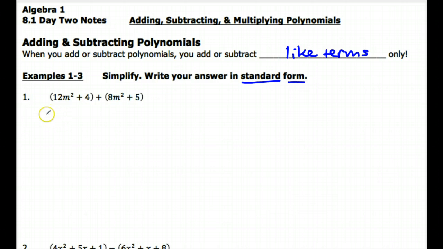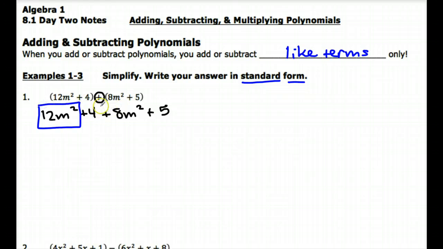Okay, so number one, we have 12m squared plus 4, plus the quantity 8m squared plus 5. Anytime you have addition of polynomials, which is what I have right here, the parentheses are really unnecessary. So I can rewrite this as just 12m squared plus 4 plus 8m squared plus 5, without any parentheses. Now all I'm going to do is locate my like terms and combine those. So I have 12m squared and 8m squared.